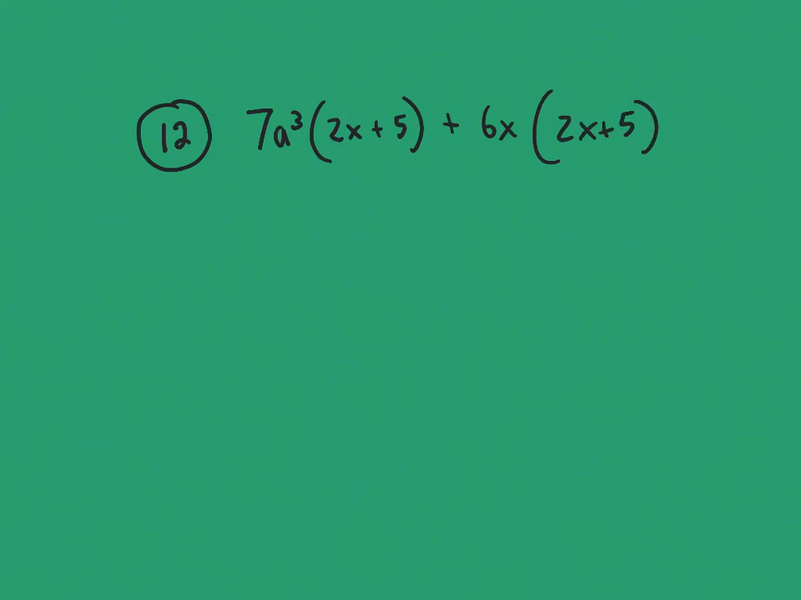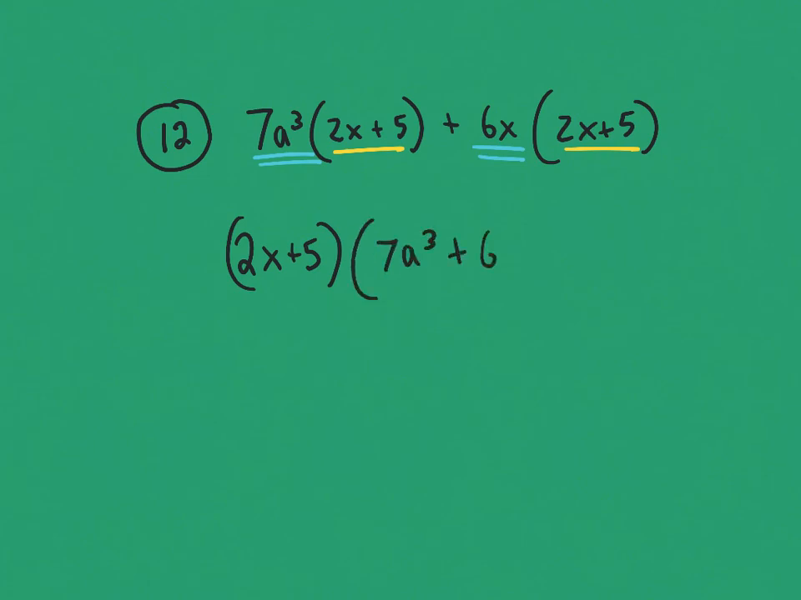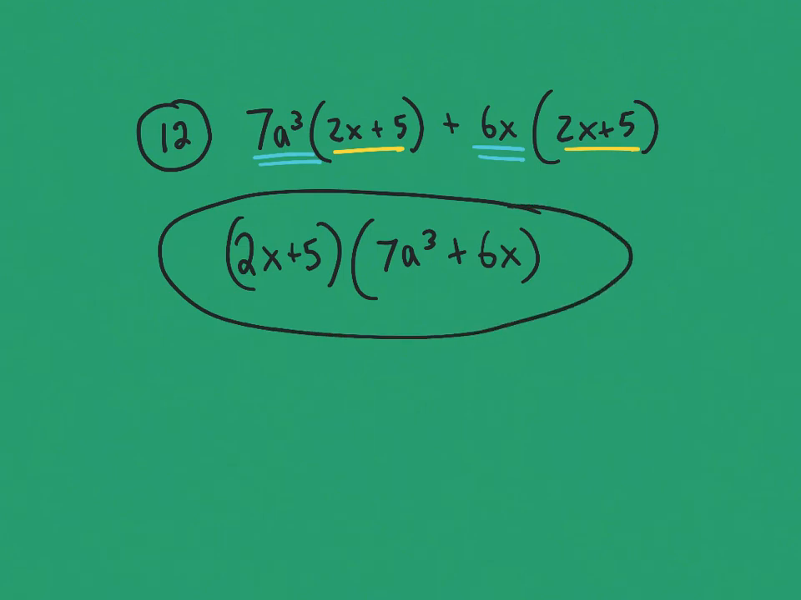So anytime they give you one of these with 2 terms with a parentheses, that 2x plus 5, this is very similar to what we did on number 9 and number 10. If you've got that common factor, 2x plus 5, you can take that out, and then you're just going to multiply it by whatever was left in front. So in this case, 7a cubed plus 6x. Done. So some of these hopefully will go pretty quickly.